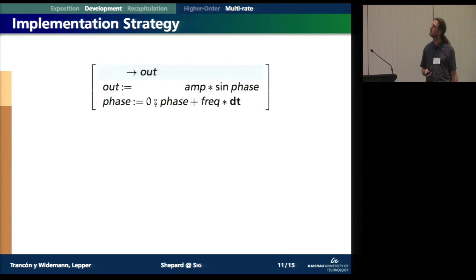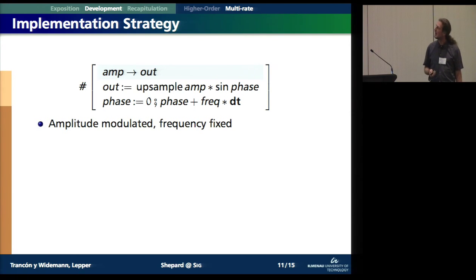Now, look at this example. This is an oscillator. It has an audio signal output here. And this is amplitude times the sine of the phase, of course. And the phase starts with 0 and then progresses linearly according to some frequency, or rather angular velocity. And now let's say we want to modulate the amplitude and keep the frequency fixed. Then we add a suspension here. The frequency is a free variable of the suspension, so it's fixed. And the amplitude is an input, and this input is upsampled. So it can come from a signal with a lower rate.